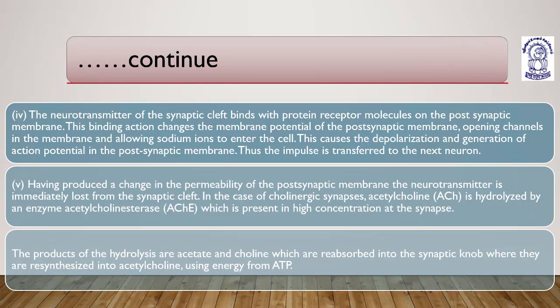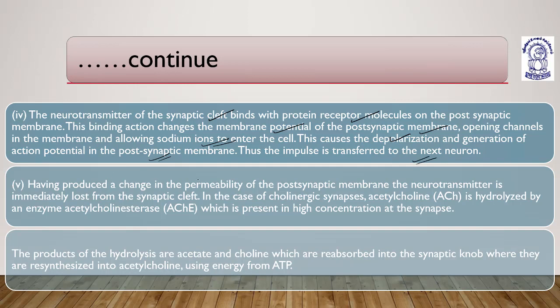The neurotransmitter in the synaptic cleft binds with the protein receptor molecules of the postsynaptic membrane. This binding changes the membrane potential of the postsynaptic membrane, opening channels and allowing sodium ions to enter the cell. This causes depolarization and the generation of an action potential in the postsynaptic membrane. Thus, the impulse is transferred to the next neuron.